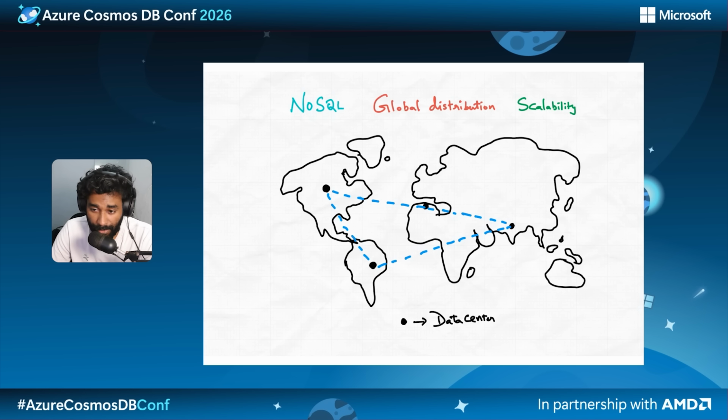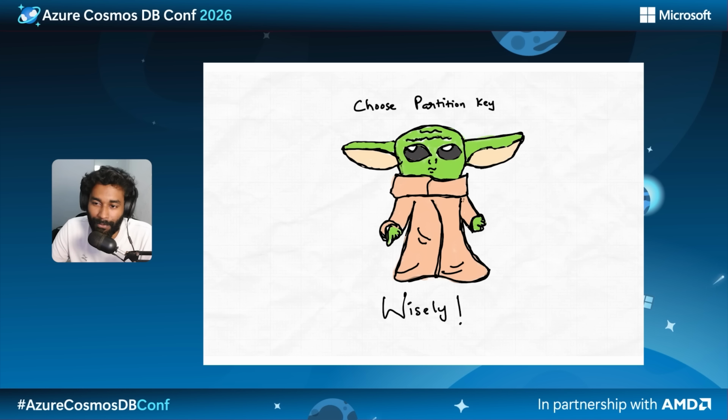The third capability is scalability. Cosmos DB is designed to scale horizontally. Instead of relying on a single machine, data is automatically partitioned and distributed across many machines. This allows the system to handle massive data sets, very high throughput, and workloads that can scale up to millions of requests per second.